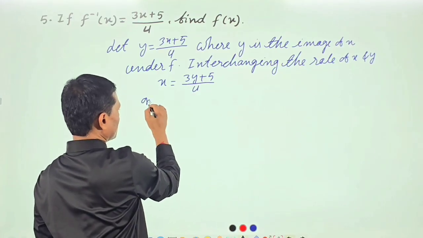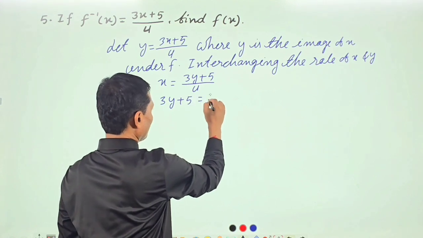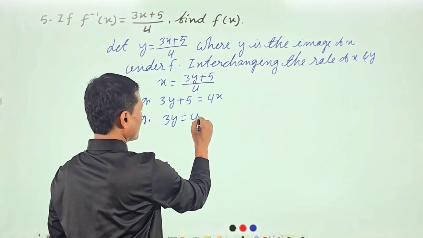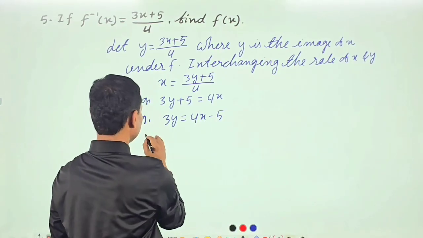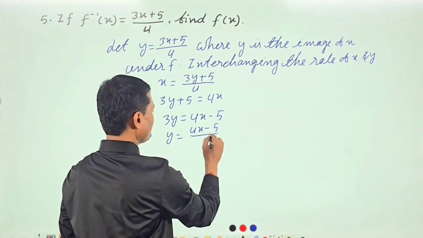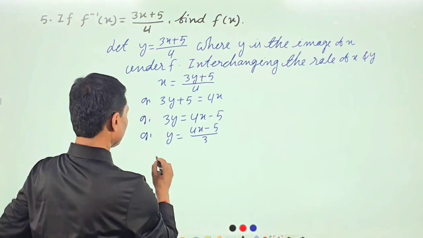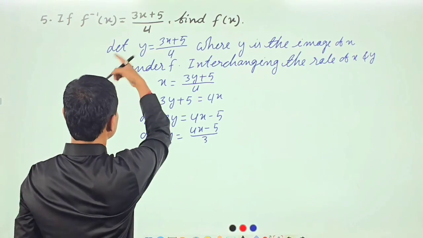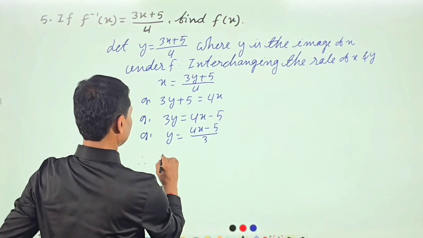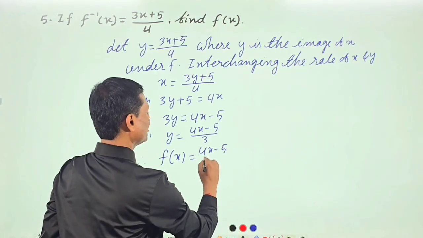So let's do the cross multiplication. We have here 3y plus 5 equals 4x, and we can write 3y equals 4x minus 5, and y equals (4x minus 5) by 3, right? So that's the inverse, isn't it? Therefore, listen carefully, the inverse of the function f inverse is given, so that will be the value of fx. Therefore, fx equals (4x minus 5) by 3.